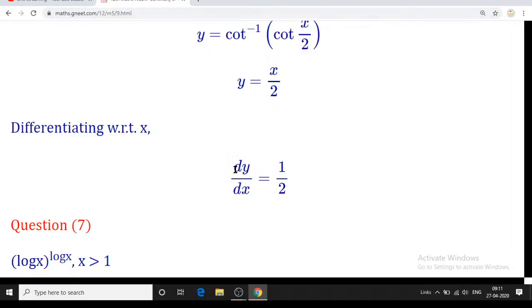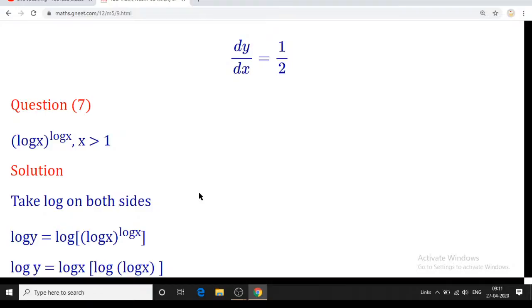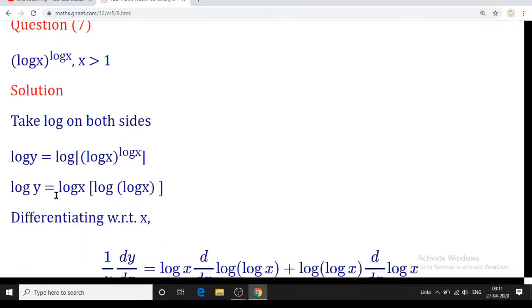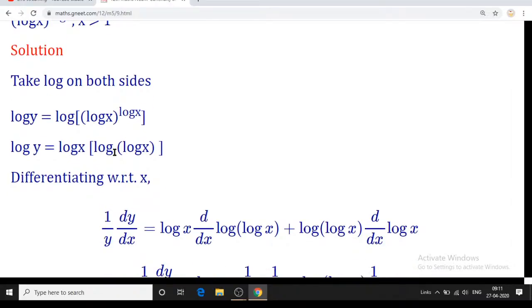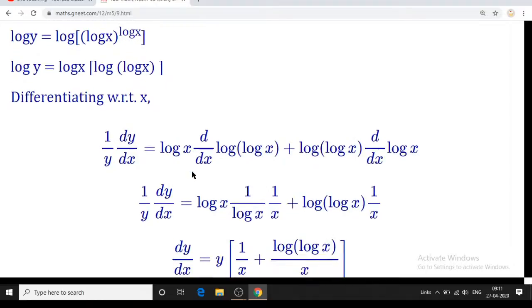Now the seventh question, y is equal to (log x) raised to log x, as x is greater than 1. We'll take log on both sides. We get log y is equal to log of (log x) raised to log x, and so it becomes log x times log of log x. Now log x is one function, log of log x is another function, and that is called a composite function. So when we differentiate, we have to go with the derivatives. Here we have to use the product rule.